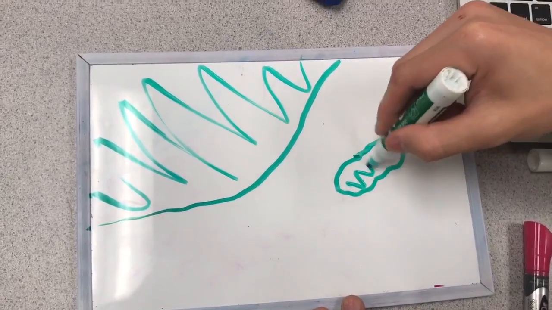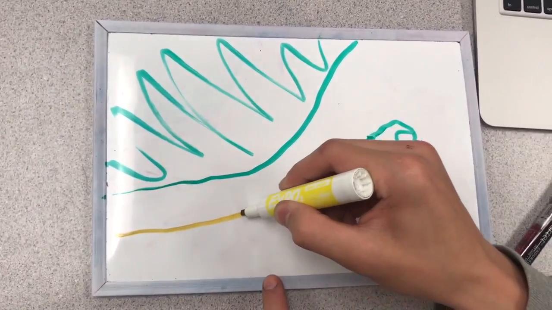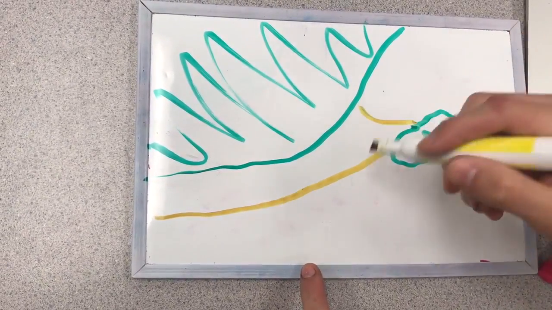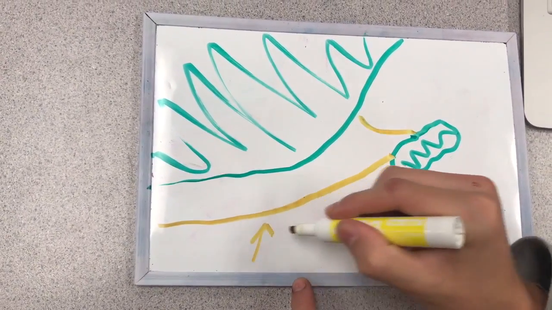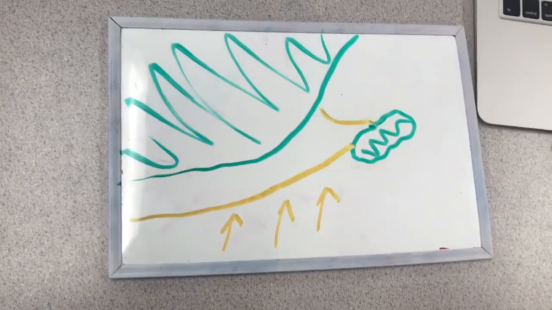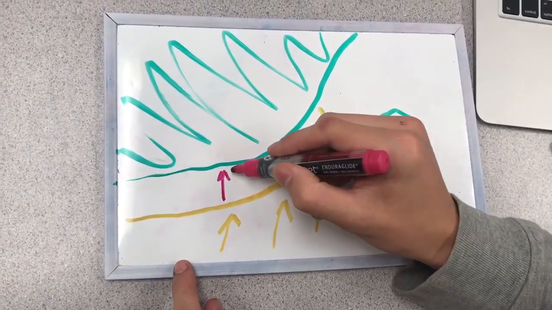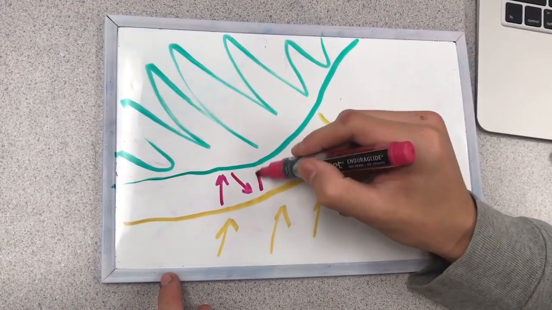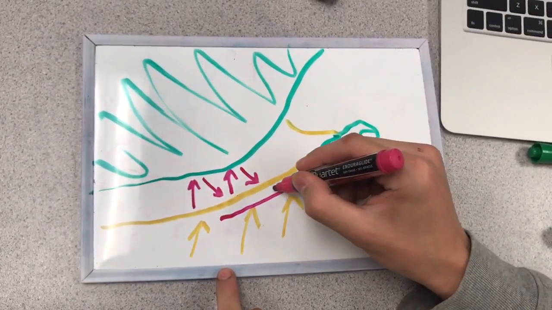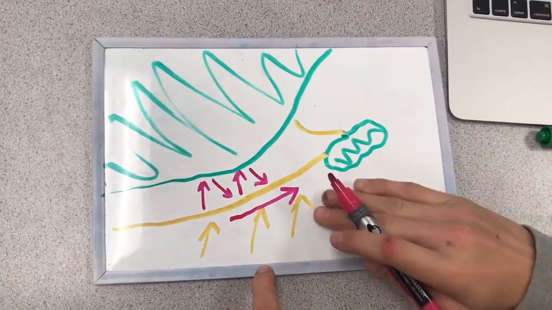This here is the beach. It's curved this way due to prevailing winds and longshore drift. This is the direction of the longshore drift. It forces the beach to curve like this. This right here is all glacial till. This is leftover rocks and sediment from the past.